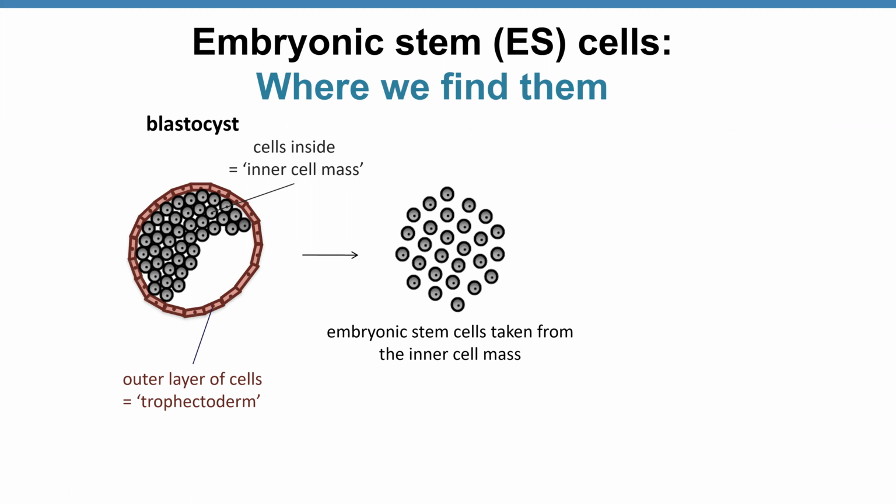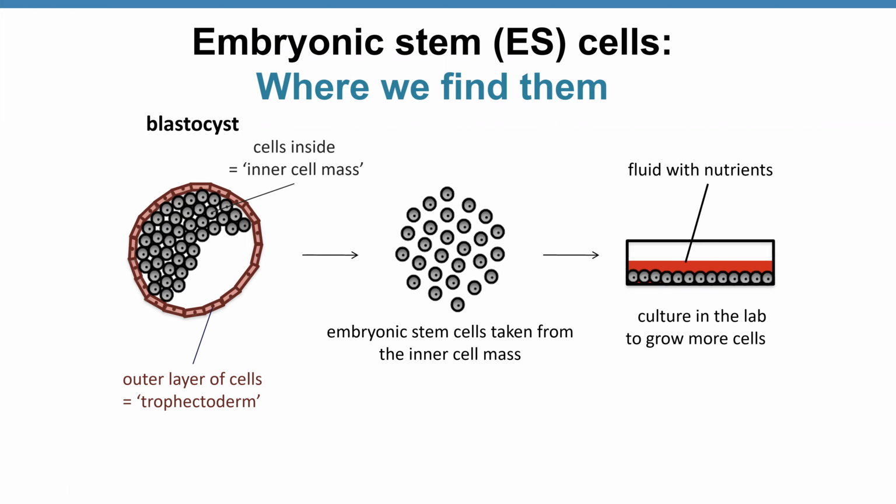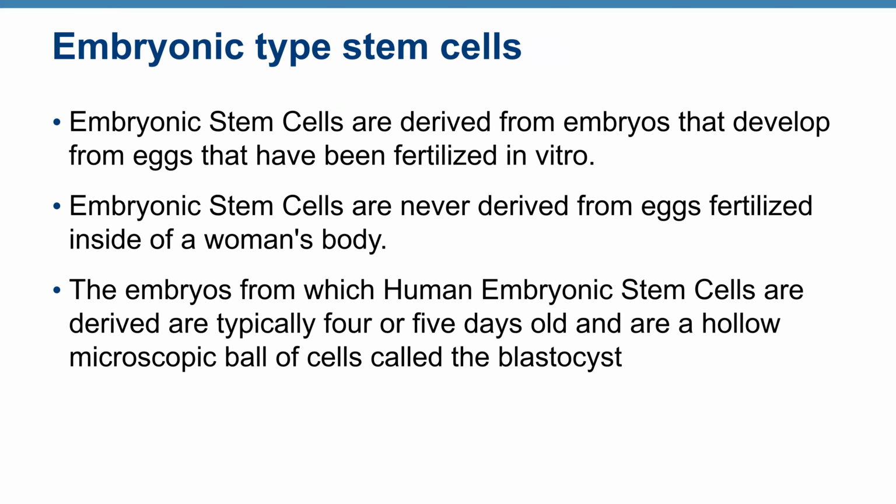Then embryonic stem cells can be taken from the inner cell mass. They can be cultured in a lab to grow more cells within fluid with nutrients. Embryonic stem cells are derived from embryos that develop from eggs that have been fertilized in vitro only. So we do not take these embryonic cells from inside a woman's body, right? Only from embryos that develop from eggs that are fertilized in vitro. In vitro means outside of the human body.